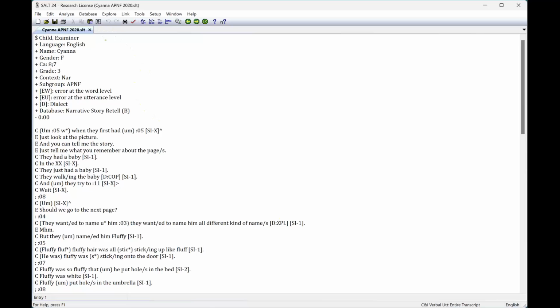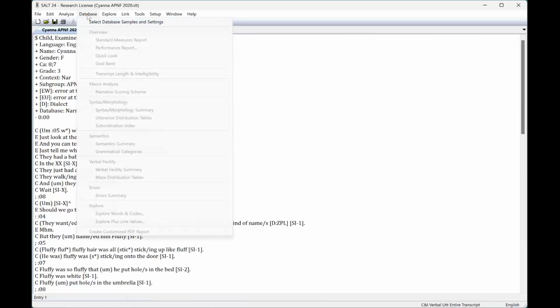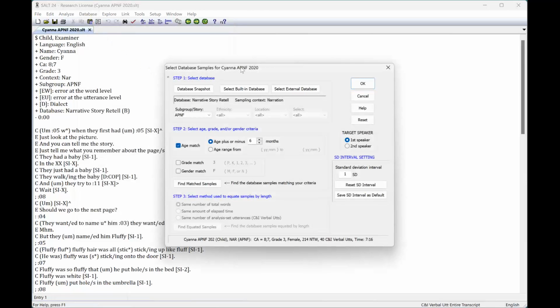So since we followed the elicitation protocol, we're going to compare her sample to the SALT reference database. So you're going to go up to the database menu. Everything in the database menu is going to give you that normative comparative data on your reports. So I'm going to go ahead and select the database samples. So you're met with this dialog box, and generally what you can do is take the defaults. This will look at your header and fill in as much of this as possible for you already. So we see that it's the narrative story retell database, and the subgroup is a porcupine named Fluffy.